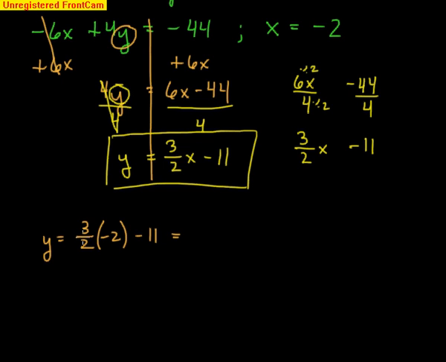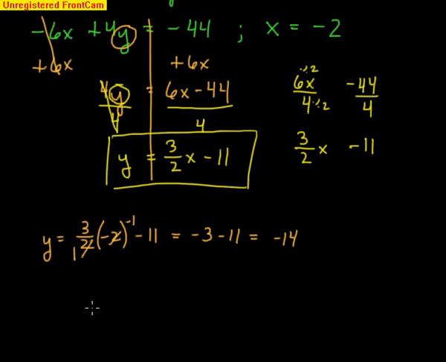When you do this, 3 halves times negative 2, you can cancel out the 2's and make them become 1's. So we have 3 over 1 times negative 1. 3 times negative 1 is negative 3. The calculator will do this for you as well. 3 halves times negative 2, but you'll get negative 3. Minus 11 comes. Negative 3 minus 11 is negative 14.